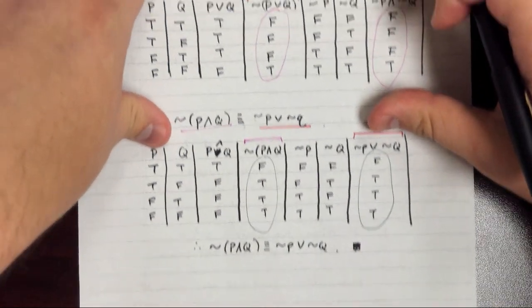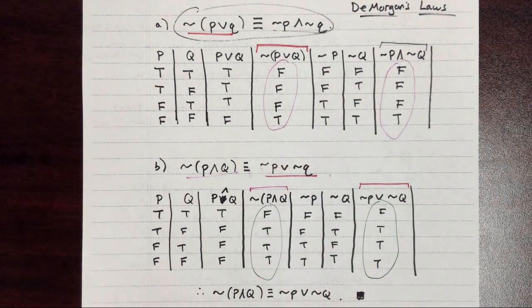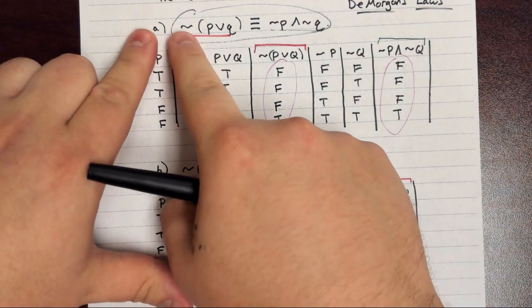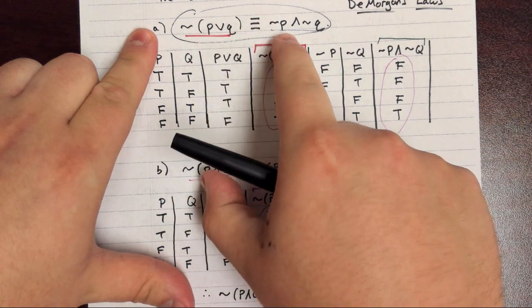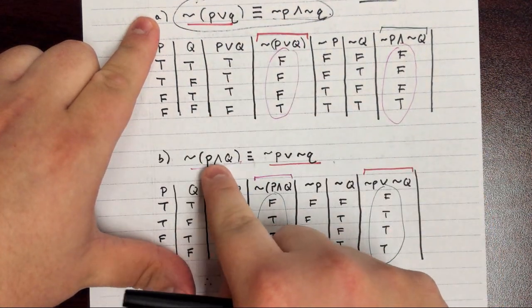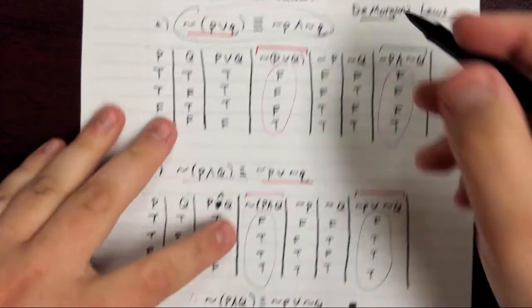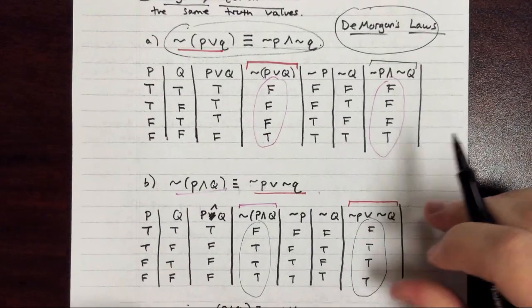Now I did want you to pay close attention to how these distributive rules are working. When a not distributes over an or, it turned into an and. And when the not distributes over an and, it turned into an or. So that's exactly what De Morgan's laws say about that.